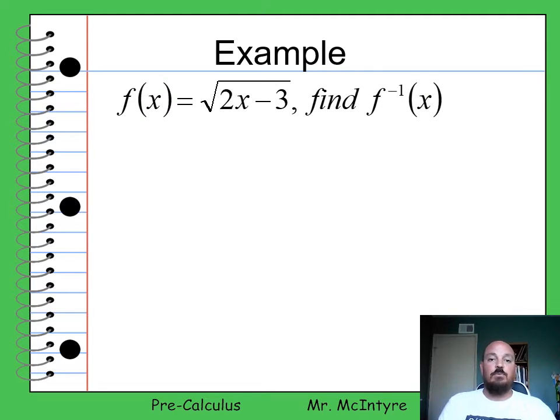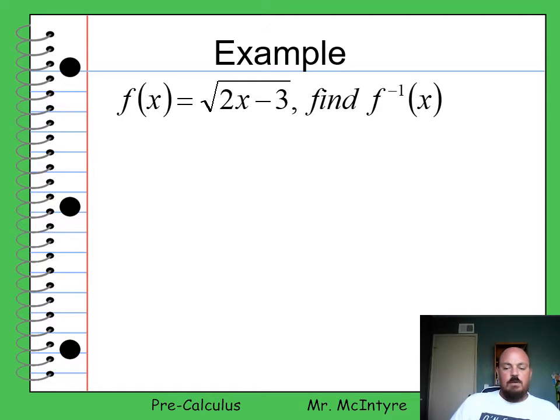So let's do an example here. This is actually the example that we did at the very end of part 1. I gave you this function f of x equals square root of 2x minus 3, and all I did in part 1 is I asked you whether or not it's 1 to 1. And we decided it is, which means it does have an inverse. So let's continue on from there and actually find the inverse.